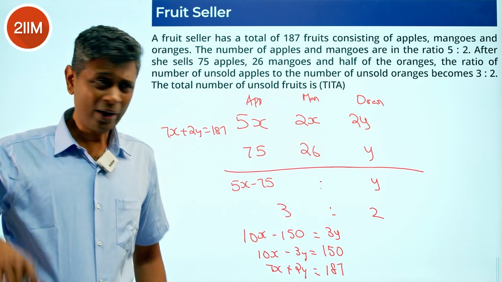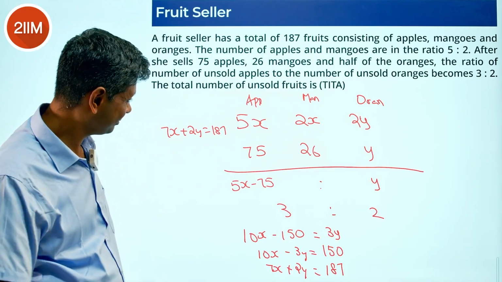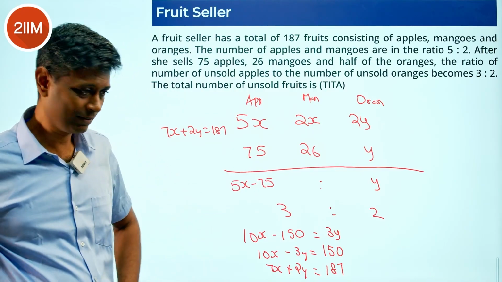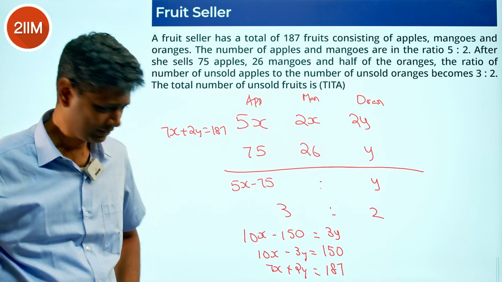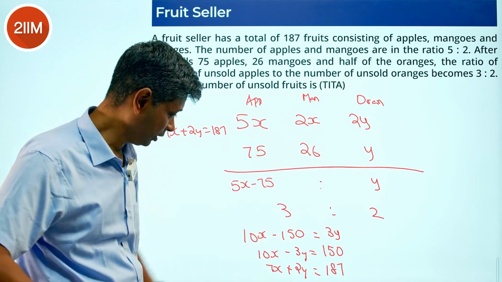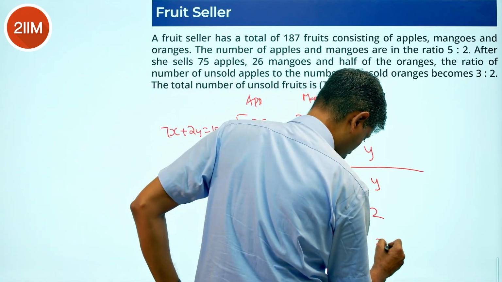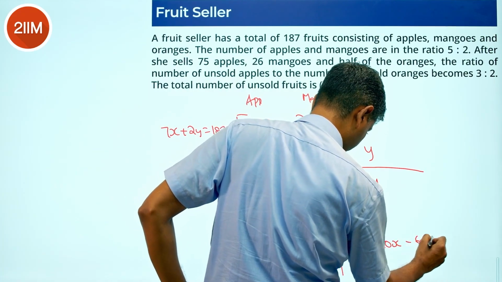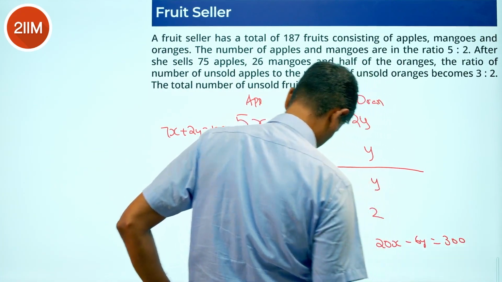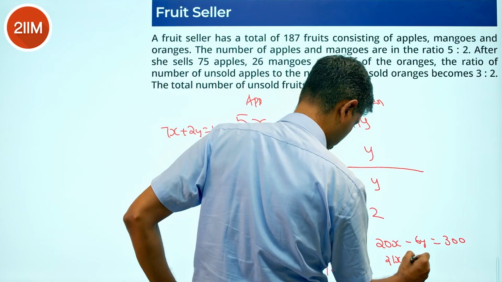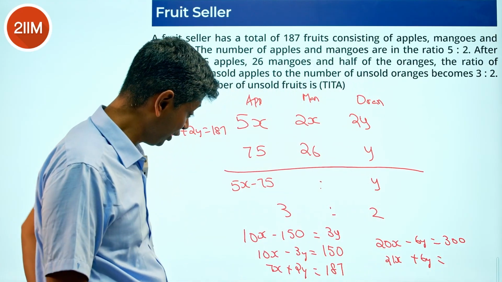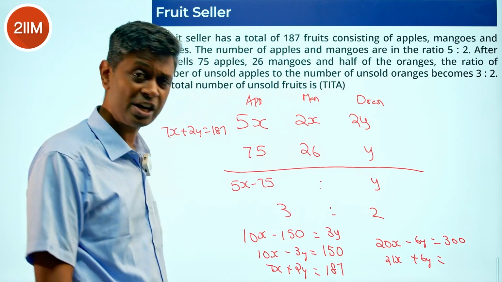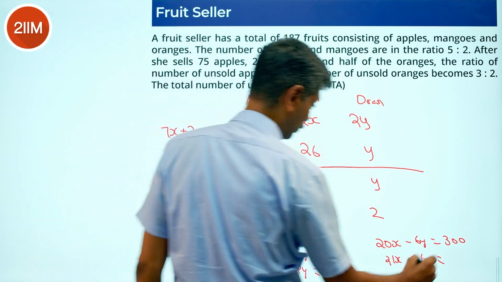We can look to remove y. If you kick out y, we'll find x. Once we find x, we can find everything else. And so multiply this by 2, multiply this by 3. So 20x minus 6y is 300. 21x plus 6y is 187 into 3. Oh, that's a pain. That is 561.